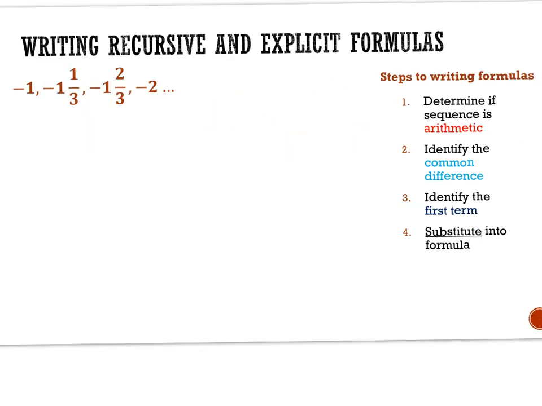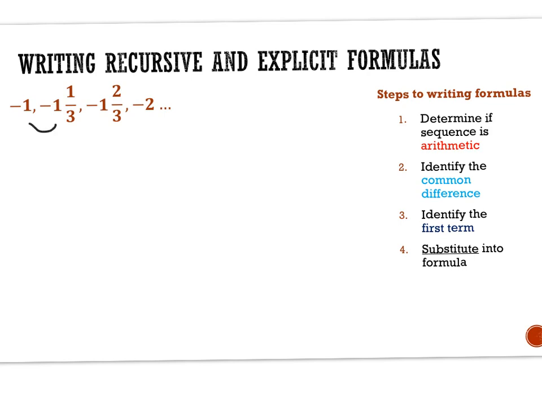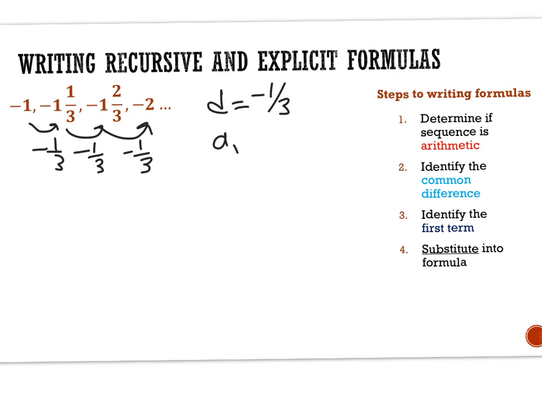And then just one last example, just to remind you of your steps. The idea is as we go from term to term, we're looking for what they have in common. And with this one, what I'm doing is I'm subtracting 1/3 every time. So it can still be fractions. And so I'm subtracting 1/3 every time, so my common difference is negative 1/3. And my first term, a sub 1, would be negative 1.